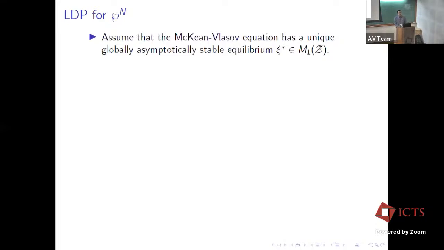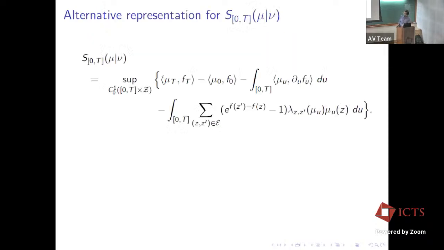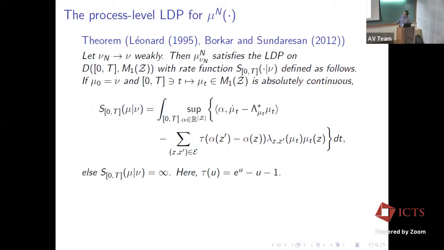Okay, so as I mentioned, our goal is actually to look at a large deviation principle for the stationary distribution or the invariant measure associated with the mu n Markov process. So that is the state invariant measure, and we want an LDP for that. So let's, for the moment, assume that the McKean-Vlasov equation has a unique globally asymptotically stable equilibrium. That is, I go back to this equation.